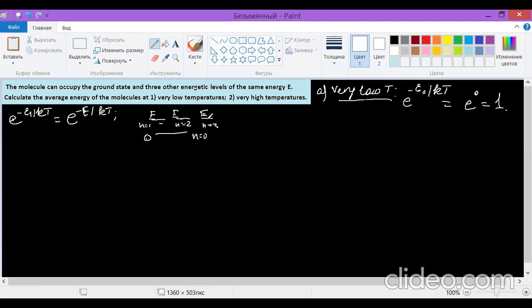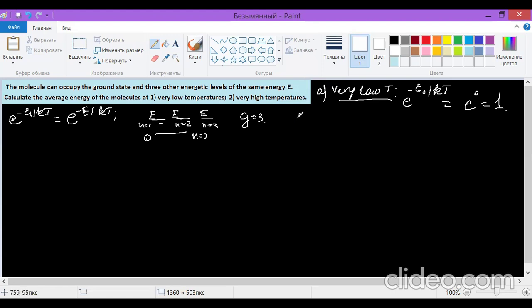We've got three levels of the same energy, and that means one thing clearly, that we've got a statistical weight g, which is equal to 3. This is very important to bear in mind. In other words, we can write that the statistical weight for non-ground states is equal to 3. Now let's calculate the energy level populations, right?